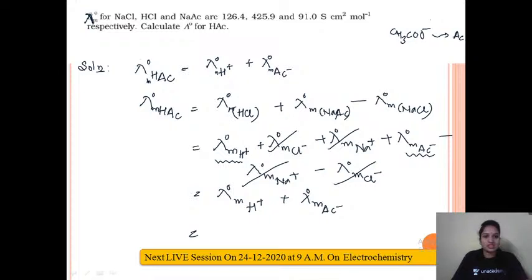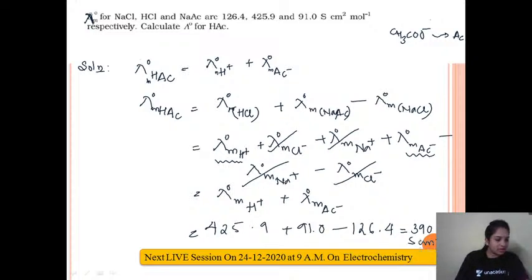So lambda naught of HCl is how much? 425.9, plus lambda naught of NaAc is 91.0, minus lambda naught of NaCl, that is 126.4. Just add these two and then subtract this one. The answer would be 390.5 Siemens centimeter square per mole.